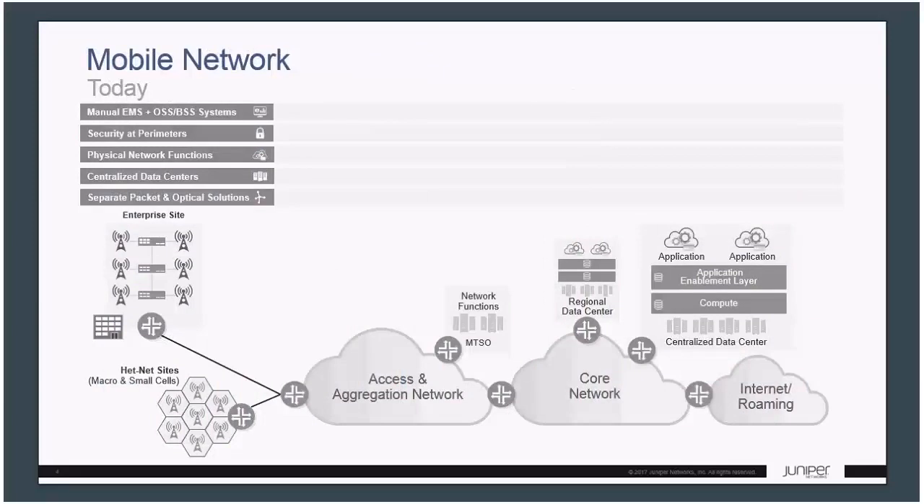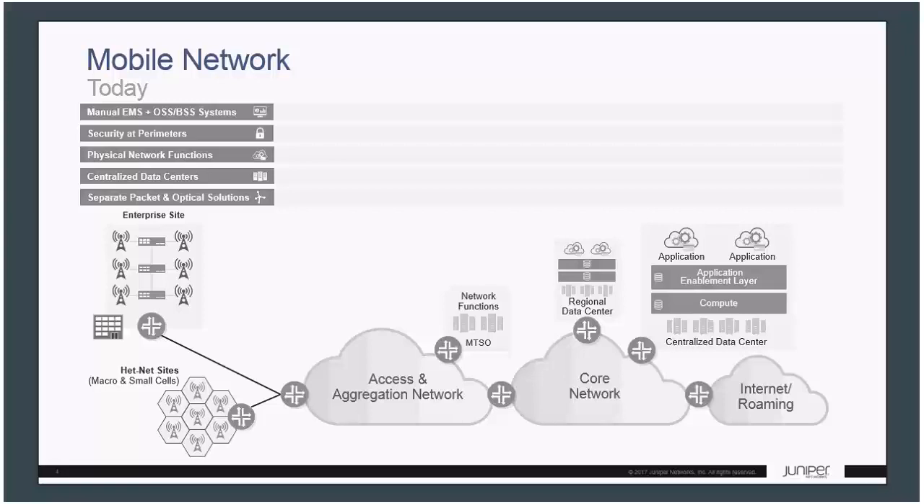So let's take a look at what I would call a mobile network today. And this is a generalization. There are definitely variations of this depending on the service provider, and this is a very simple diagram on purpose, but you can see looking at the bottom you have an enterprise site. You can have what we're calling HetNet sites, which can consist of both macro and small cells. To the right of that, they're connected to an A&A network or an access and aggregation network. Connected to that could be a MTSO, a mobile telephone switching office. Connected to the A&A network is a core network, which could consist of one or more regional data centers and also one or more centralized data centers. And the core network you see here is attached to an internet roaming network.